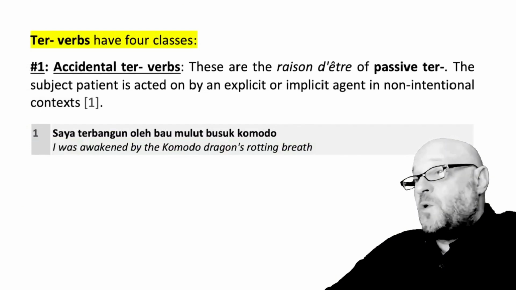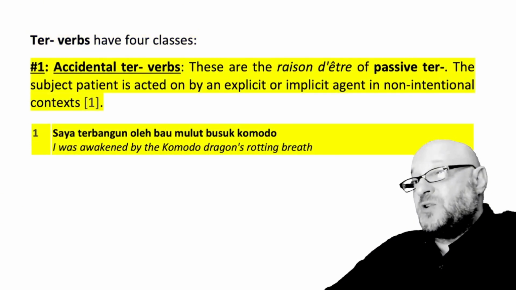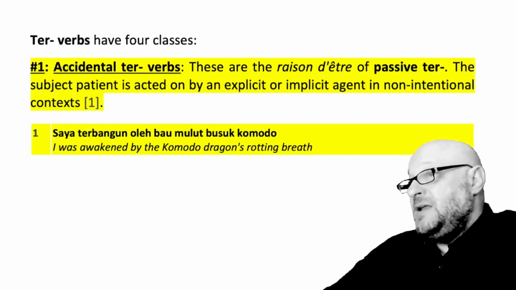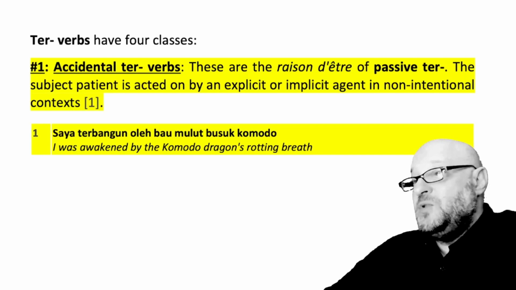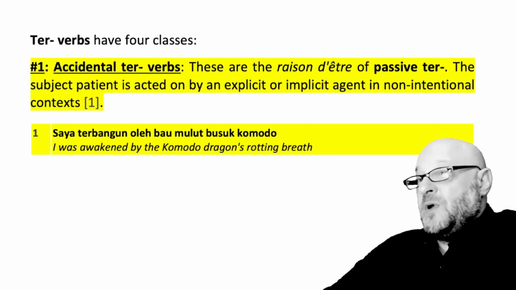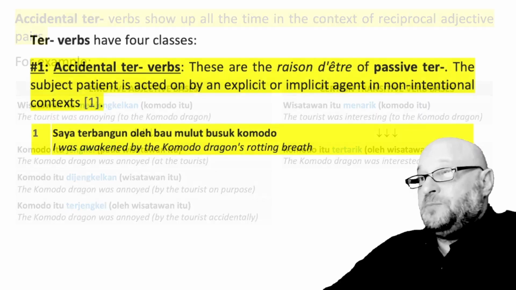Ter- verbs have 4 classes. Number 1, accidental verbs. These are the raison d'etre of ter- passive. The subject patient is acted on by an explicit or implicit agent in non-intentional contexts. Again, example 1, saya terbangun oleh bau mulut busuk Komodo. I was awakened by the Komodo dragon's rotting breath.